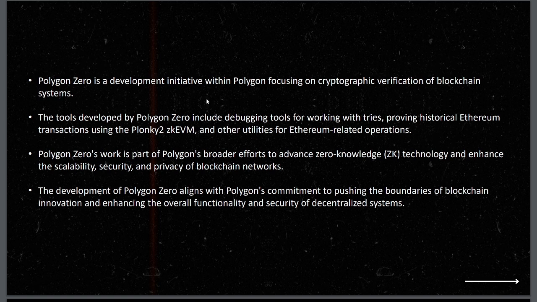Moving forward, the tools developed by Polygon Zero include debugging tools for working with tries, proving historical Ethereum transactions using the Plonky2 ZK-EVM, and other utilities for Ethereum-related operations.